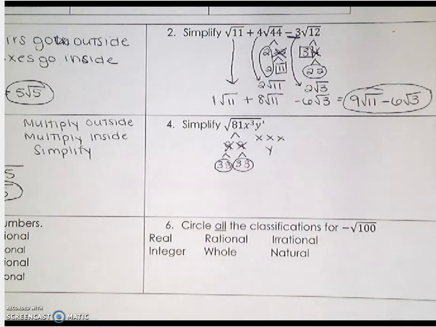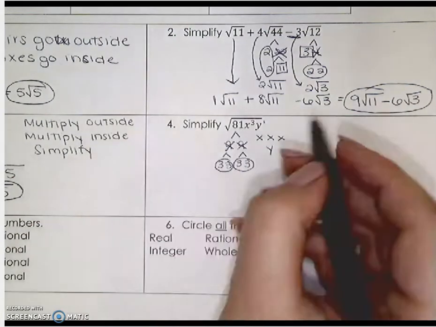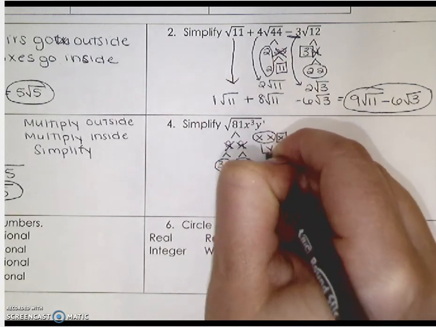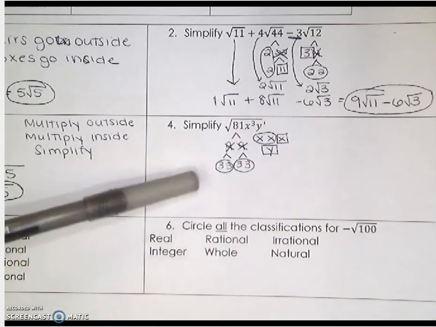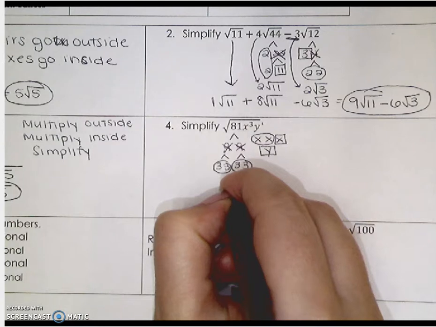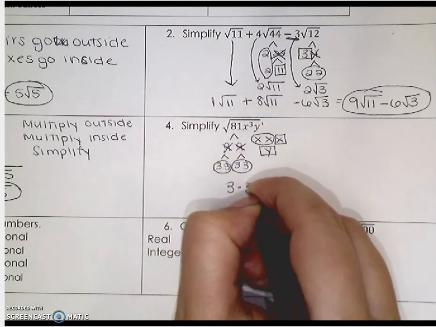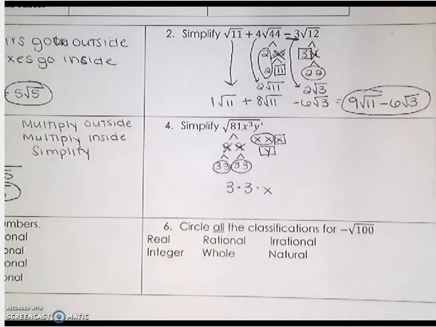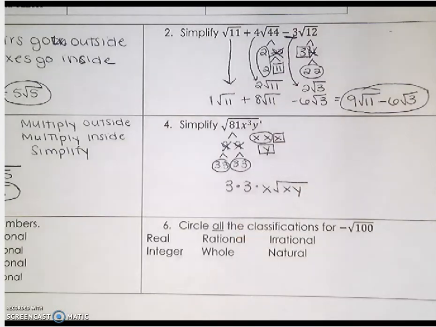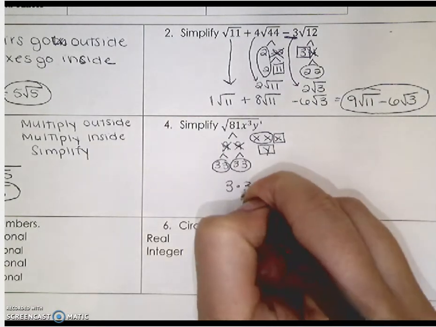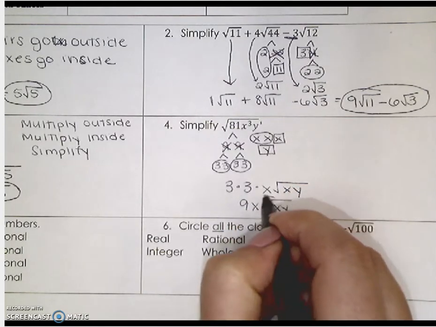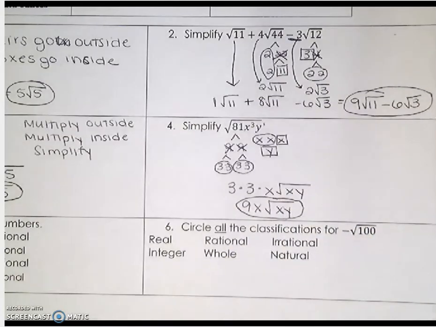I'm going to do the same thing with the variables that I did with the numbers. I have a pair of x's with 1 x and 1 y remaining. At this point, I'm going to put my pairs on the outside and my boxes on the inside. On the outside, I have 3 times 3 times x, and on the inside, I have x and y. 3 times 3 is 9x square root of xy. So that would be my final answer.